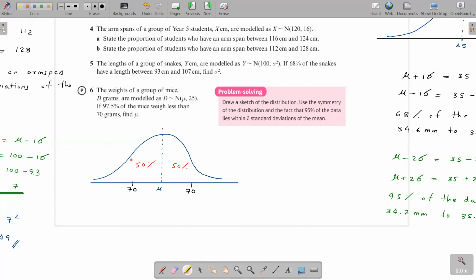Less than means from 70, you're supposed to go behind, backwards, right? This would be the area behind 70. Do you agree? So can this area represent the 97.5%? No, right? You can see it's even less than 50%. Therefore, the 70 can't be behind mu. So what does that tell you? That the 70 should be after the mu. Are you with me?